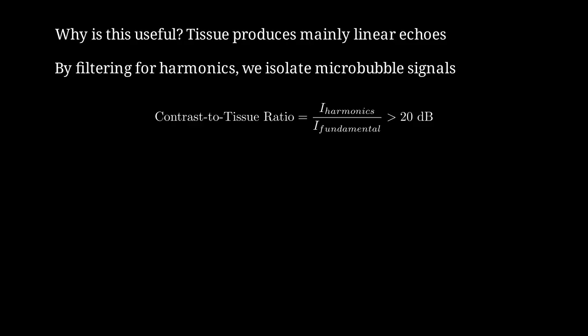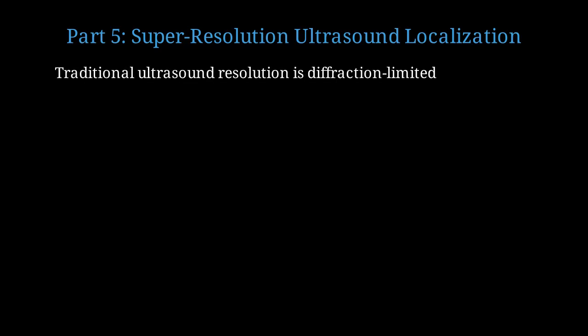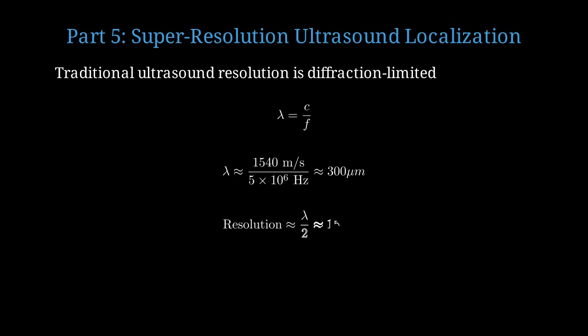Now we reach the breakthrough technology, super-resolution ultrasound imaging using microbubble localization. Classical ultrasound imaging faces a fundamental limit called the diffraction limit. Wavelength λ equals sound speed c divided by frequency f. At 5 MHz in tissue, wavelength is approximately 300 micrometers. The diffraction-limited resolution is approximately half a wavelength, or 150 micrometers.